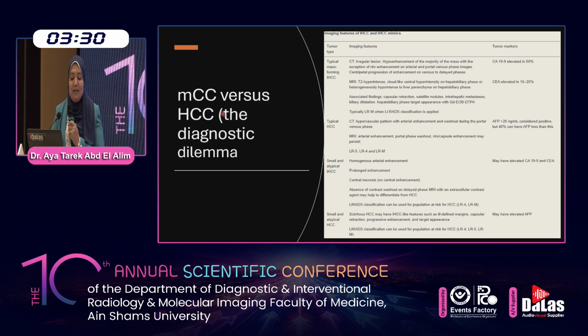The diagnostic dilemma is HCC versus mass-forming cholangiocarcinoma. There is a typical form, as we said, and an atypical form. The difficulty is in differentiating the atypical form, because it lacks the fibrous stroma, so it will look like HCC. What we depend on is alpha-fetoprotein, tumor markers, the growth pattern, and we can do histopathology.